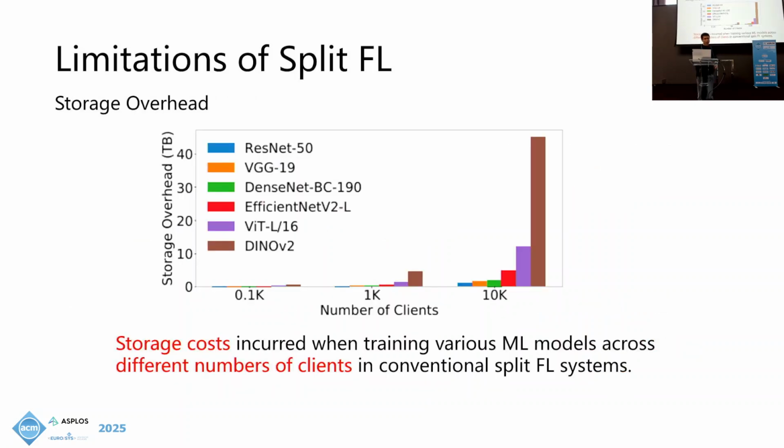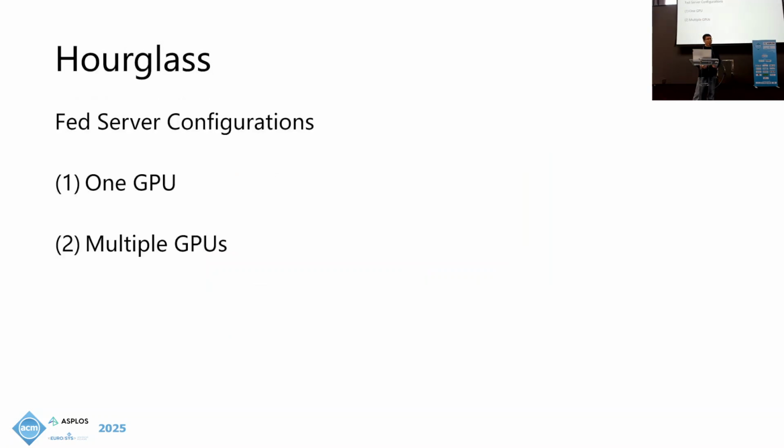Another limitation is storage overhead. The Fed server must maintain a server-side model partition for each client before it aggregates these server-side models into a global model. So when there are a large number of clients, in some cases up to millions, the Fed server needs massive storage capacity to store their server-side model partitions. To address the above two challenges, we present Hourglass.